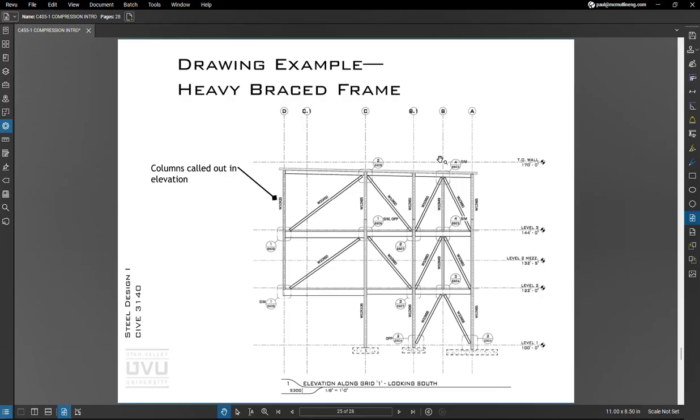All right, a few examples. So here's a heavy brace frame example. You'll see the columns are called out in elevation. On some jobs, columns are called out in plan view or in schedules. If you do them in elevation, you have to show every grid line, so you can call out every column. That's actually my preference for drawings, but sometimes on commercial projects that becomes pretty tedious.